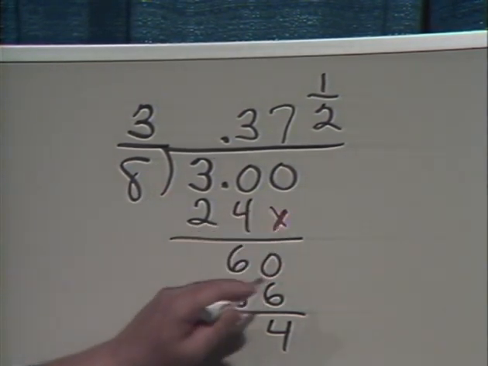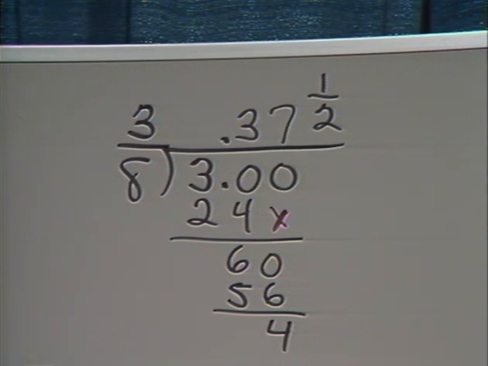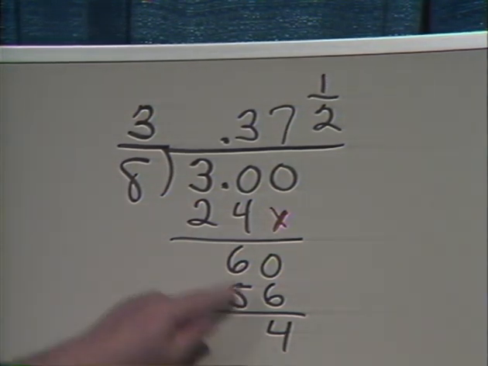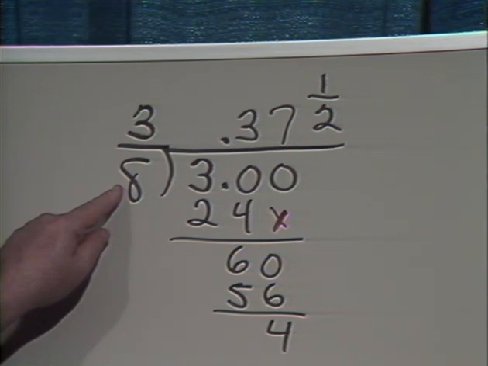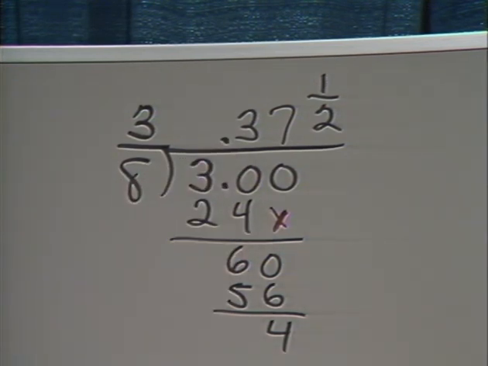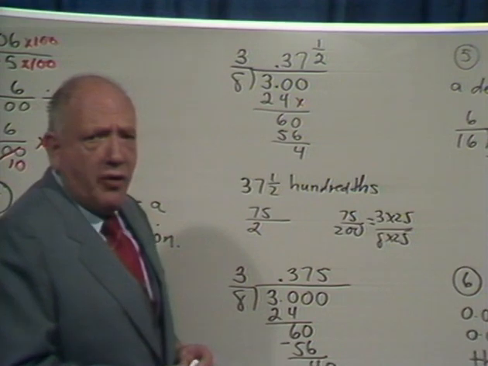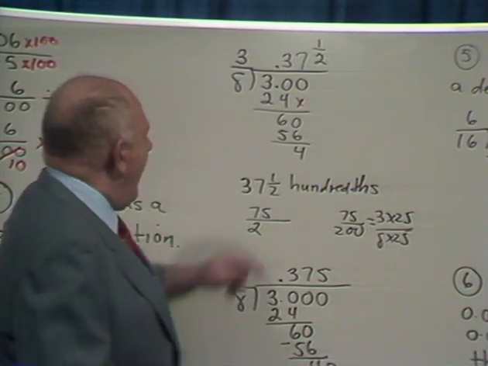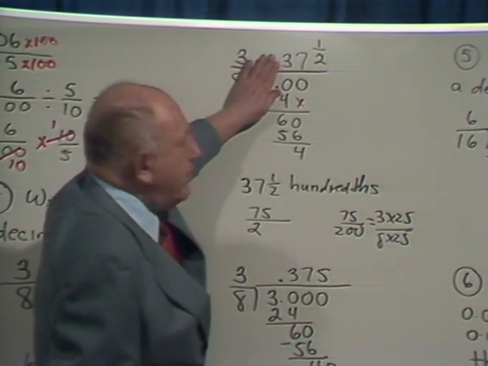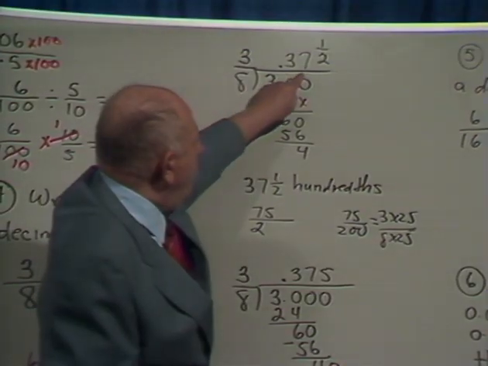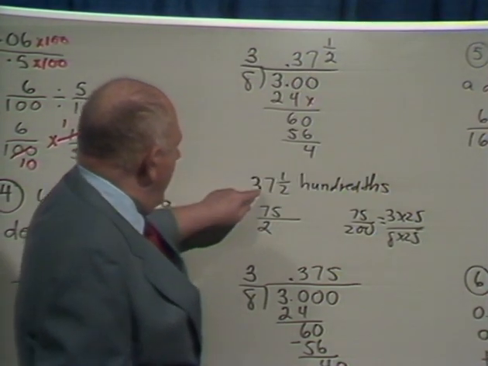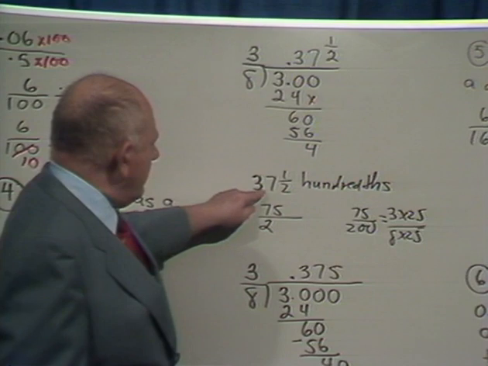We bring down the second 0. 8 goes into 60 7 times. 8 times 7 is 56. We subtract, we get 4. So the fraction part is 4/8. So now we get what? If we wanted to stop over here, we would call this 0.37½. That means what? Forget the decimal point. That's 37½ of what denomination? Hundredths.